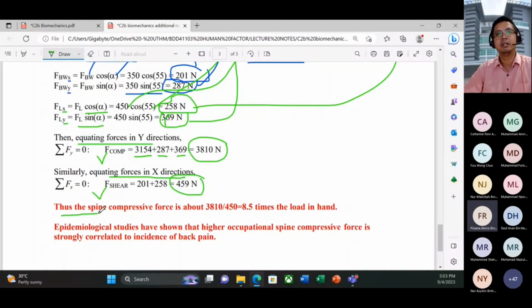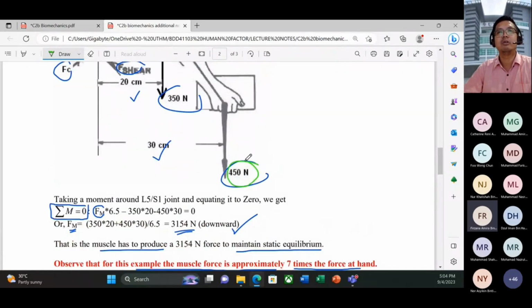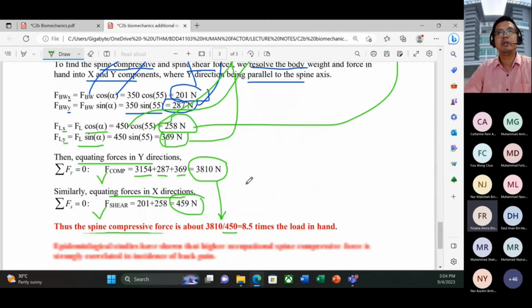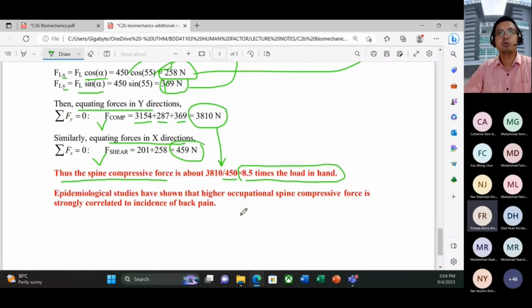Thus, what is the conclusion behind it? The spine compressive force is about 3,800 Newton, divided by our 450, which is our normal load. So when we divide, it means that it is 8.5 times the load on the hand. Based on epidemiological studies, a higher occupational spine compressive force is strongly correlated with incidence of lower back pain. That's all.